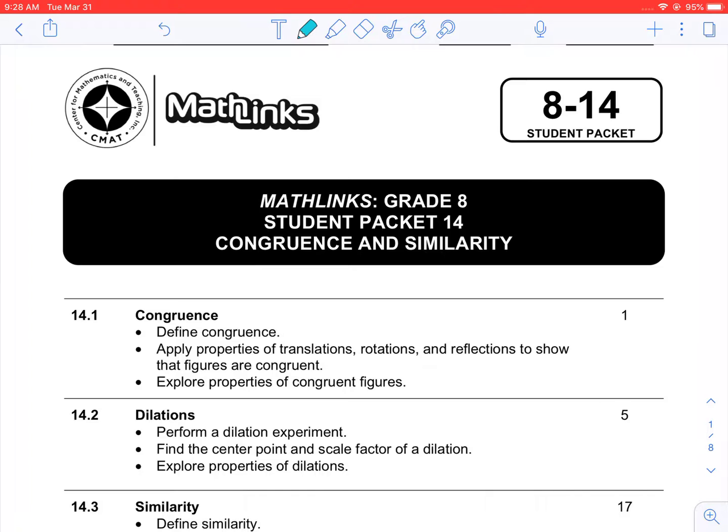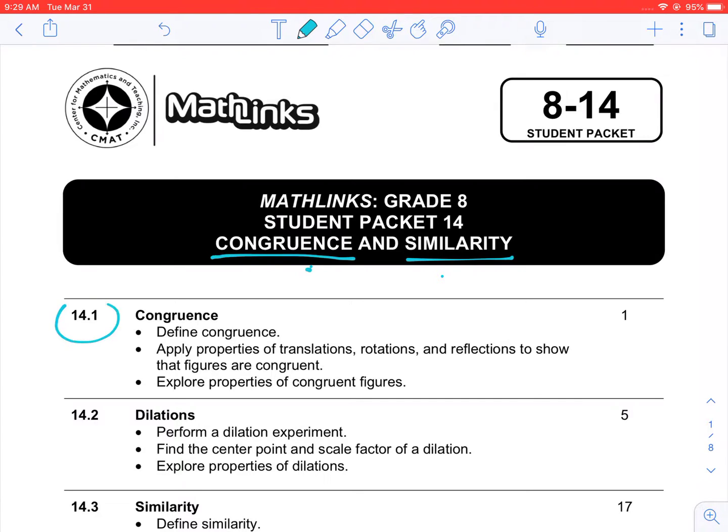So, workbook 14 talks about the definition of congruence and similarity. So, we're going to see what these two definitions are. We're going to see when or how we can use different transformations, and then how we can create figures that are congruent and figures that are similar.